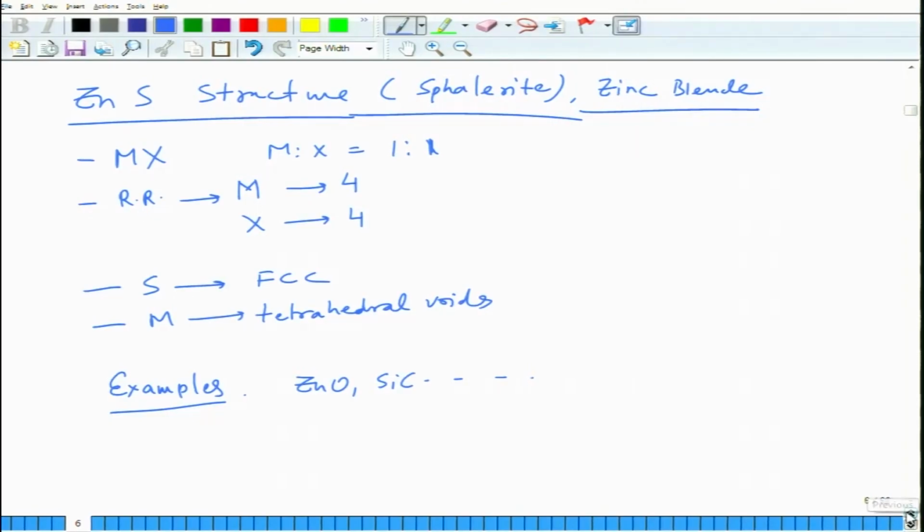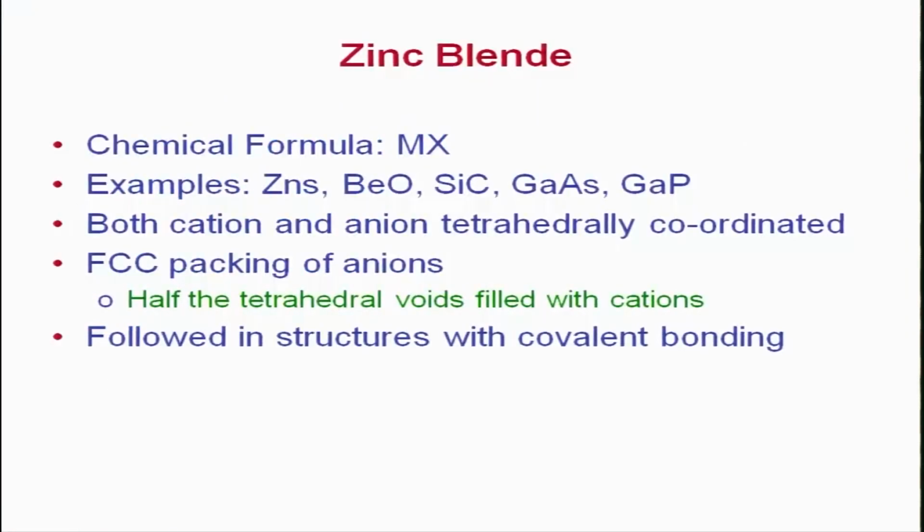So, again I can show you the model zinc blende. This is the chemical formula MX. The examples are zinc sulfide, beryllium oxide, silicon carbide, gallium arsenide, and gallium phosphide. Both are tetrahedrally coordinated, as I said, half of the tetrahedral voids are filled, and typically it is common to see this structure in covalently bonded solids.